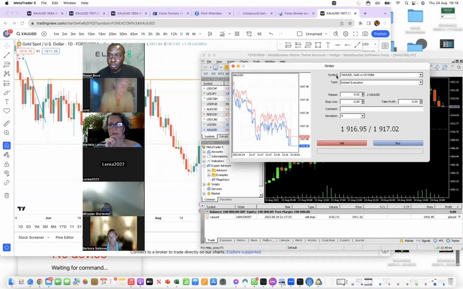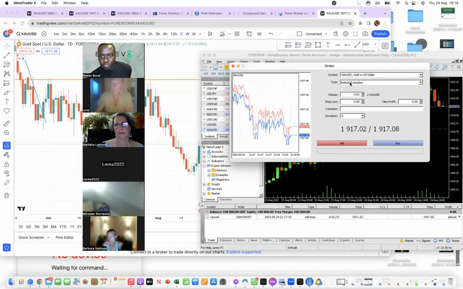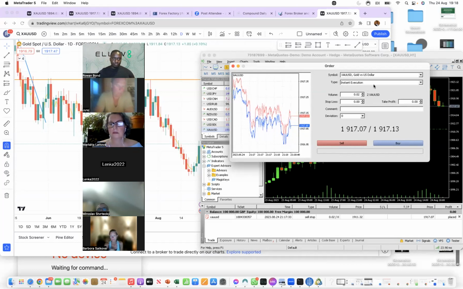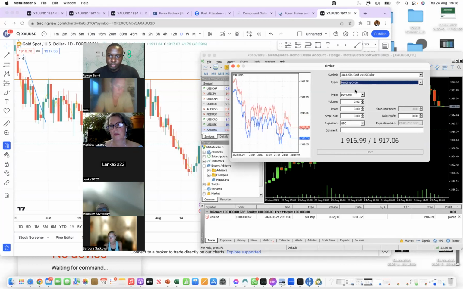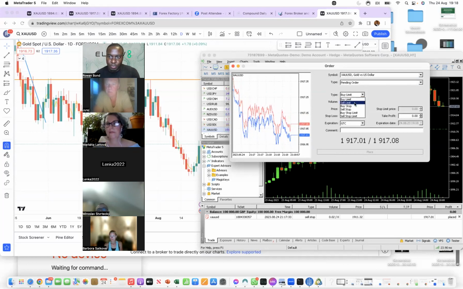Okay. Yeah. So if you just repeat that one more time, it will say instant execution or market execution. So we open a trade and choose, it will say either instant execution or market execution. You change it to pending order. And then it will come up with your type, and you'll have buy limit, and you also have the option for sell limit. So in the type we can set buy limit and sell limit.